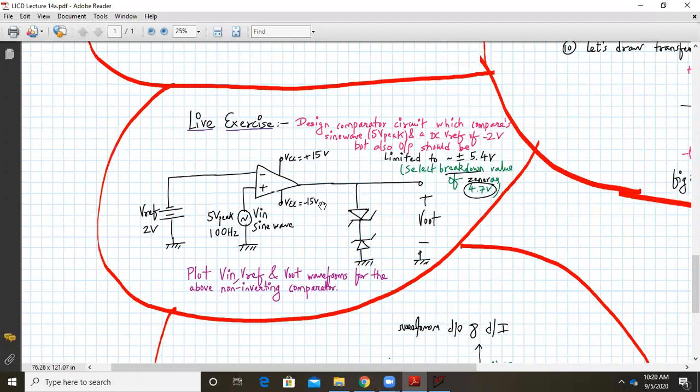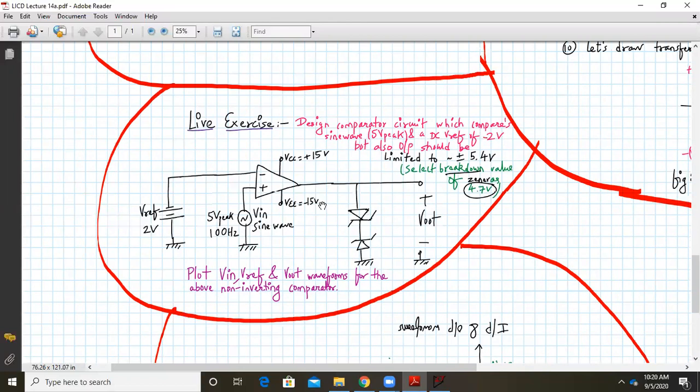We have to design a comparator which compares a sine wave of 5 volts peak and a DC reference voltage of -2 volts, but also the output should be limited to plus or minus 5.4 volts. So we need to select a Zener breakdown voltage of 4.7. So this is my circuit. I'm comparing a sine wave of 5 volts peak to a DC reference voltage of -2 volts. You are supposed to plot V in, V reference and V out waveforms for the above non-inverting comparator.